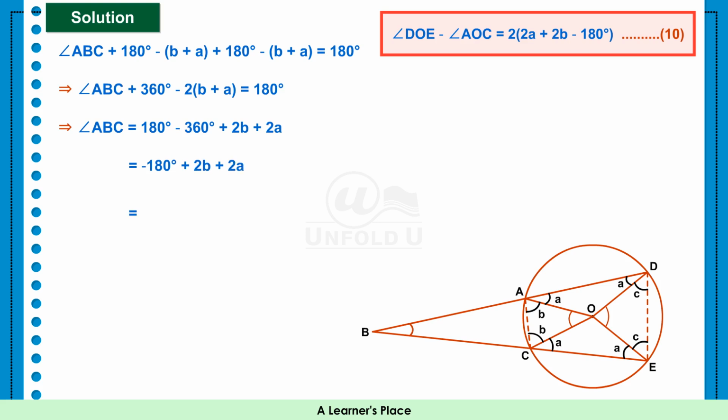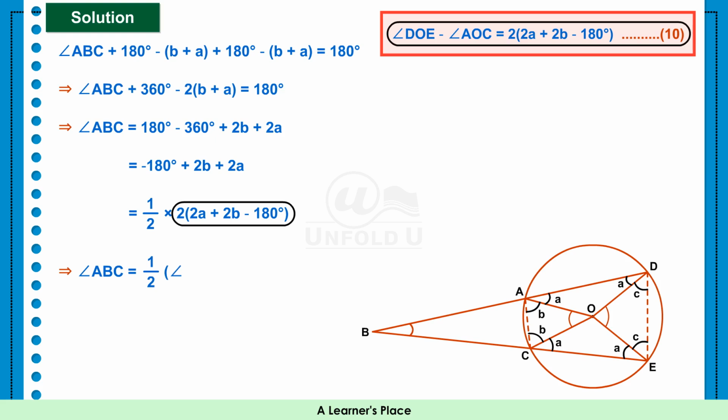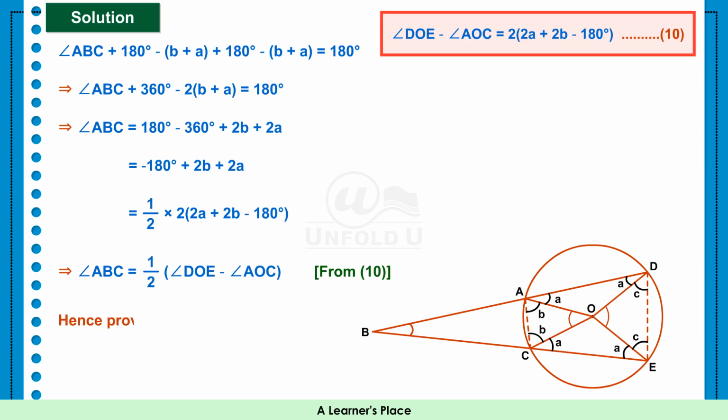This can be written as 1 by 2 into 2 times 2A plus 2B minus 180 degree, which implies angle ABC is equal to 1 by 2 into angle DOE minus angle AOC. Hence, proved.